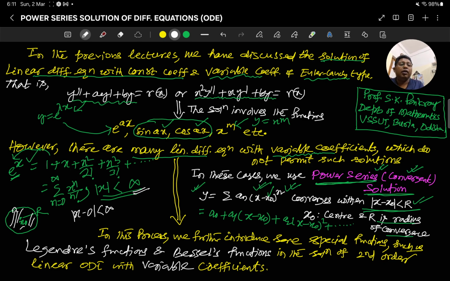Moreover, during this process of solutions, we introduce some special functions called the Legendre functions and the Bessel's functions. And subsequently we will have the Legendre differential equation and the Bessel's differential equation. So this will come in the process of solving by power series.